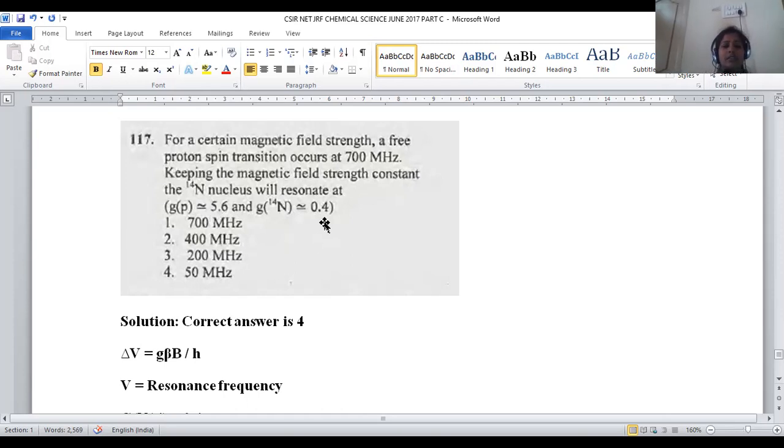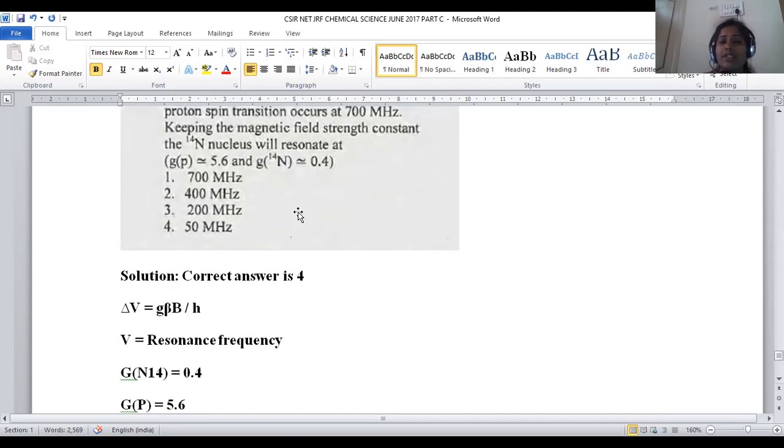So what does g_p stand for? It denotes a proton. And g_N stands for the nitrogen isotope. So these two values are provided. Based on this, what do we have to predict? For a certain magnetic field strength, a free proton spin transition is at 700, and keeping the magnetic field strength constant, nitrogen 14 will resonate. At which frequency it will resonate, that we have to predict, so its resonance frequency is to be determined.